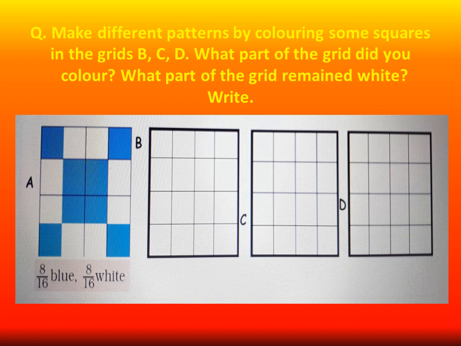So in A, the total number of squares in the given rectangle is 16. Out of 16, 8 are colored blue. They made different patterns, so when we count the colored part, it is 8. So 8 upon 16 are blue. And how many are white? 8. So we write 8 on the top. 8 upon 16 are white. Now in the same way we can make any pattern in B, C and D, and we have to write how much part we colored and how much is left white.